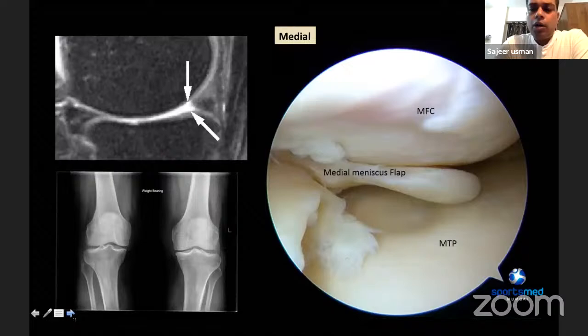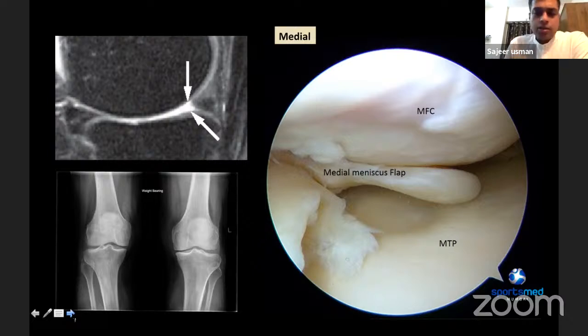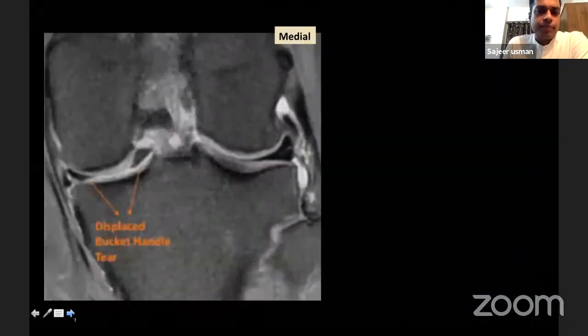But such patients, we always keep them forewarned that they have a probability that some of their symptoms may persist after surgery because of their chondral degeneration.